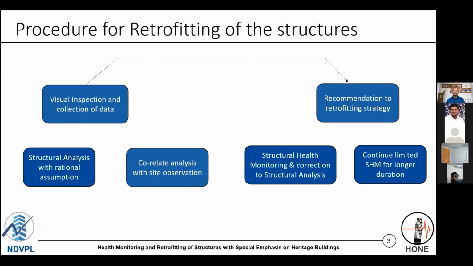Sometimes the structural engineer or architect feels that columns are unsafe because they are cracking. So we provide jacketing, steel jacketing, to the column. But essentially our procedure involves only two steps. One is a visual inspection and another is directly recommending a retrofitting strategy. But that is not the complete procedure.